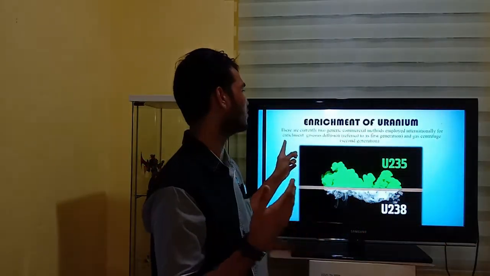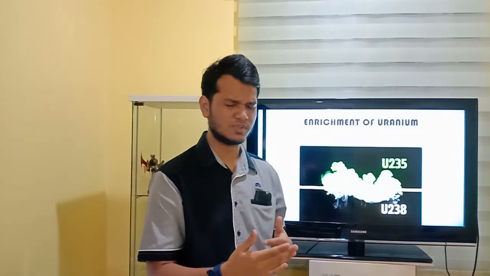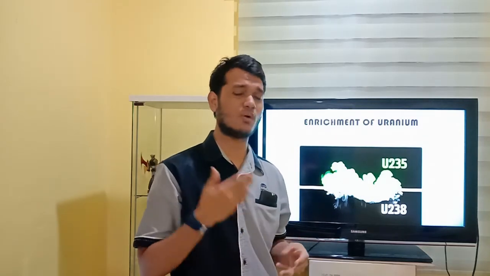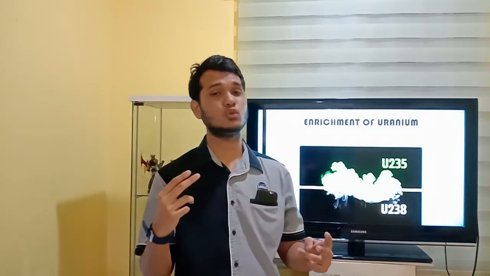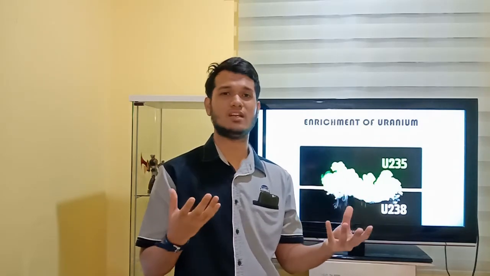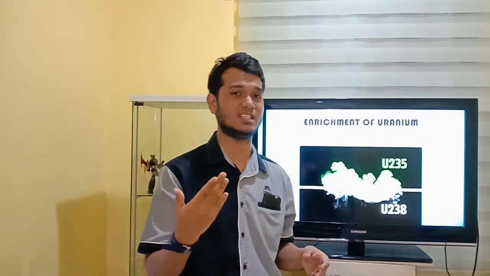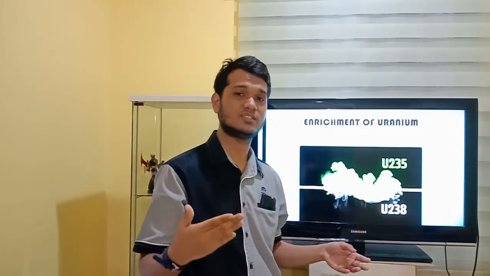Okay, so for enrichment of uranium, there are currently two generic commercial methods employed internationally, which are gas diffusion and gas centrifuge. In this method, when uranium is turned into gas, it has a property of density, and density corresponds with the mass. Hence, since U-235 and U-238 don't have the same atomic mass, U-235 is much lighter since it has 235 atomic mass, and much less in density.